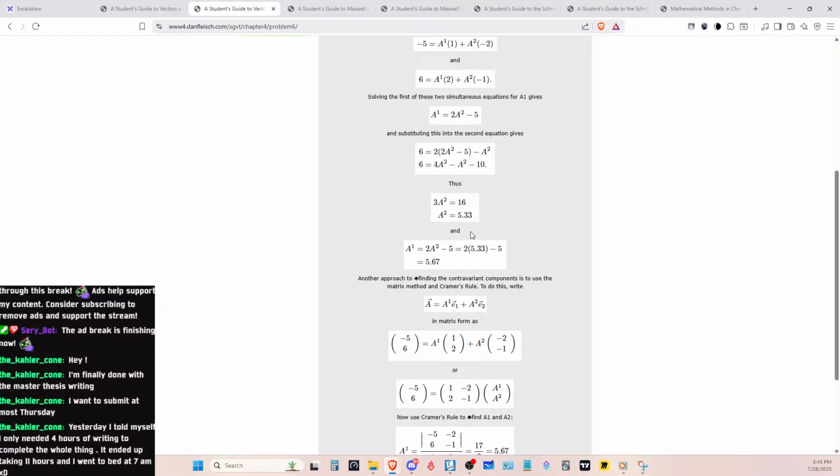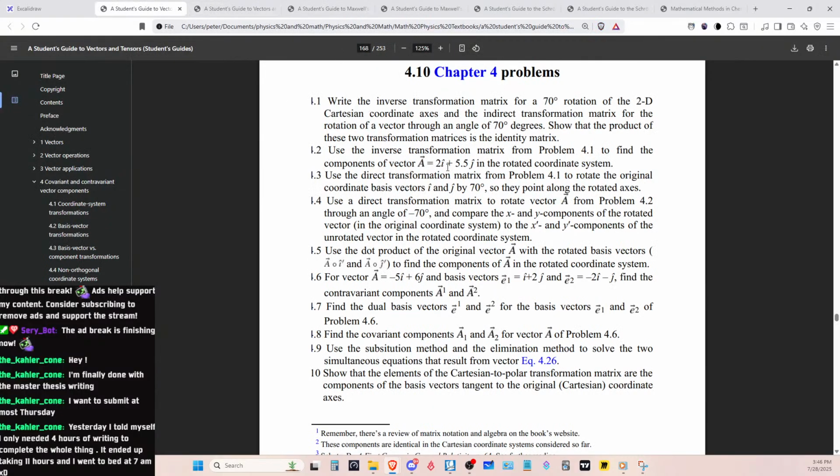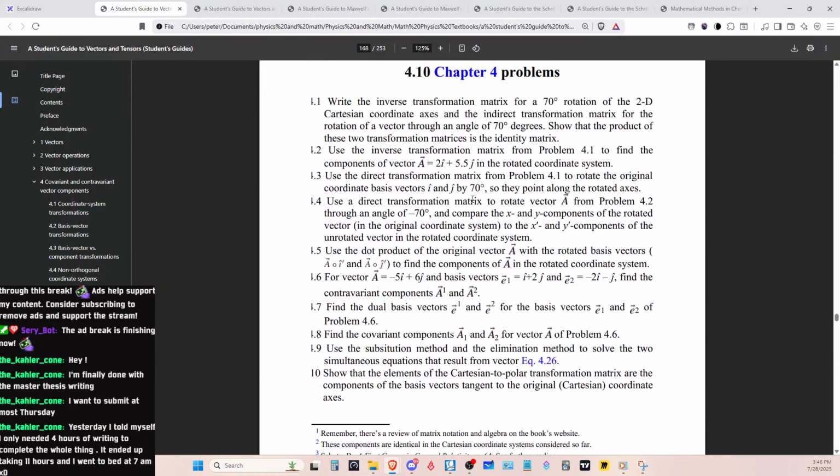So I guess there's two ways to do it. You do it with linear equations, or you use Cramer's rule. So with Cramer's rule, you do it like this. Okay. So probably we have to do more problems, because I think there's only 10 problems here. Yeah, there's only 10 problems. Find the dual basis vectors for problem... Okay.